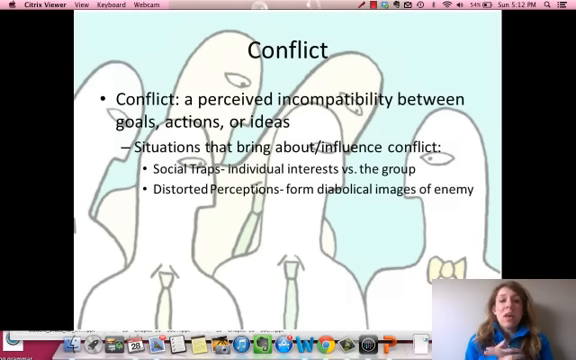So, conflict. What is conflict? Conflict is when two people have some sort of perceived incompatibility. It could be in the goals, they want different goals, they want to do different actions, they have different ideas. Situations that bring about or influence conflict are sometimes called a social trap, which is where the person has to choose between their individual interest or the group's interest, and distorted perceptions, which is when we form these diabolical or evil images of our enemy, and then our enemy in turn also forms those against us, and then it just goes back and forth.